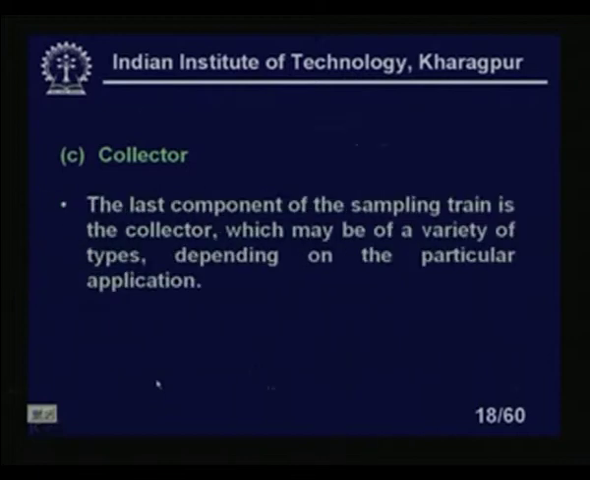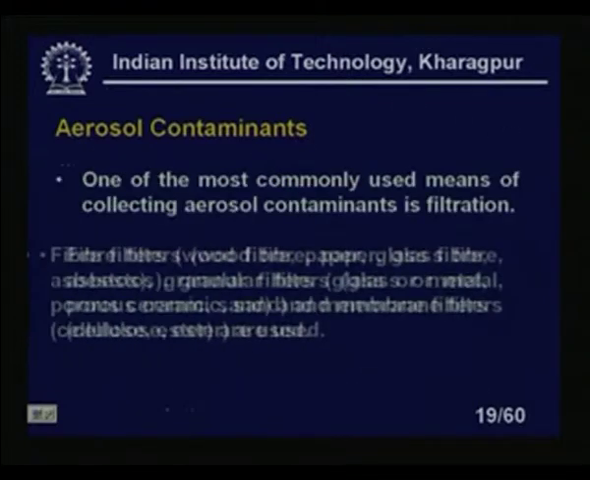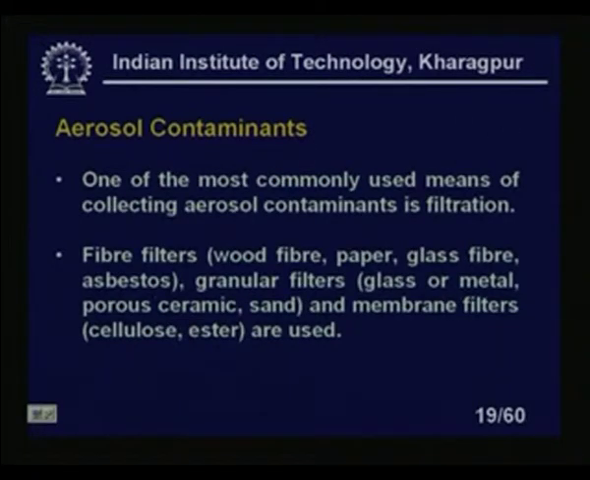Collector. The last component of the sampling train is the collector, which may be of a variety of types depending on the particular application. Aerosol contaminants: one of the most commonly used means of collecting aerosol contamination is filtration. Fiber filters such as wood fiber, paper, glass fiber and asbestos, granular filters such as glass, metal, porous ceramic and sand, and membrane filters such as cellulose ester are the different types of filters commonly used for aerosol contaminants in filtration.